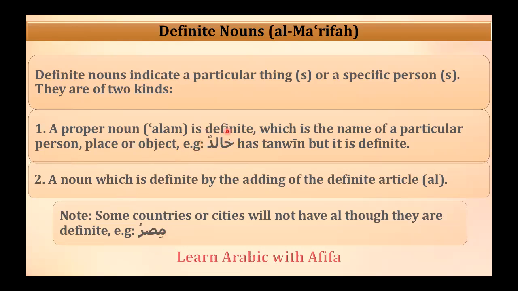By the same token, how Khalid is definite, the name of a country is obviously specific. So it is definite. Here, you don't need to worry about having an al because it's already definite. So Misr is Egypt. It's obviously a definite noun, even though it doesn't have the al in front of it.